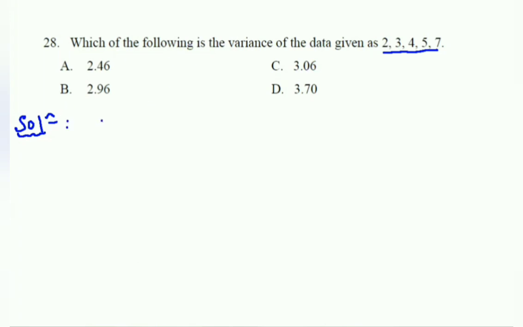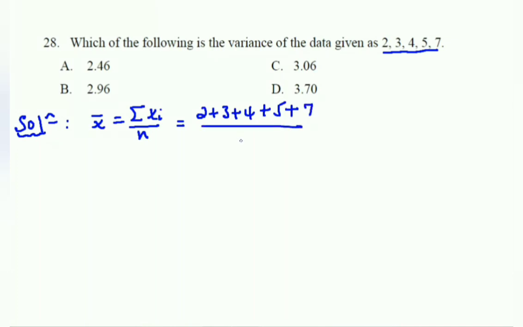The mean of this data is defined as the sum of all the elements in the data set over the total number of the data. So the sum of the data set is 2 plus 3 plus 4 plus 5 plus 7 over the total number of the data, which is 5. So this is 21 over 5, which is 4.2. Okay, divide 21 by 5, it's 4.2. Now we have the mean of the data.